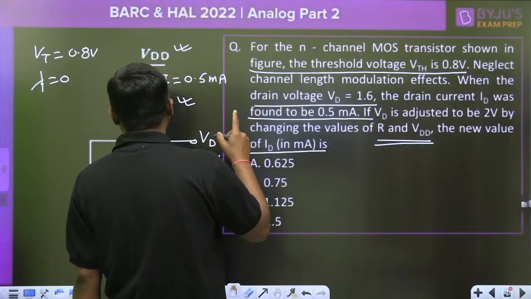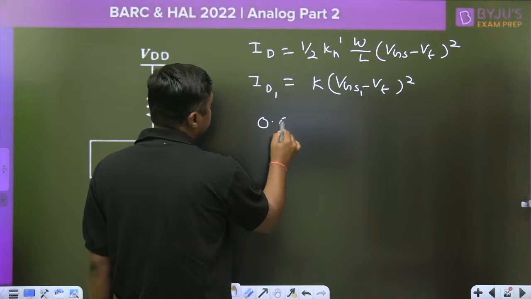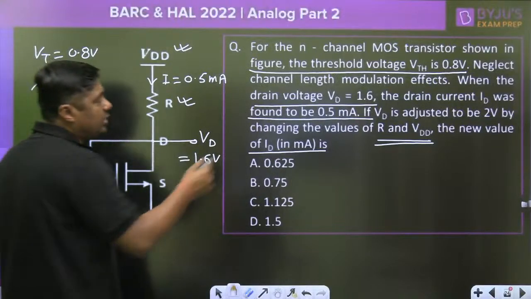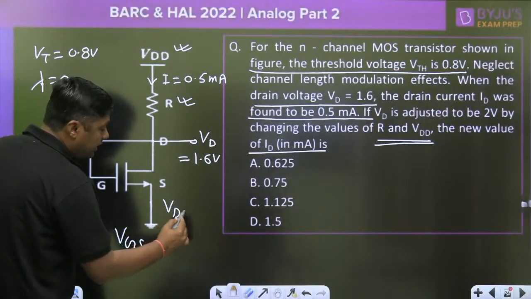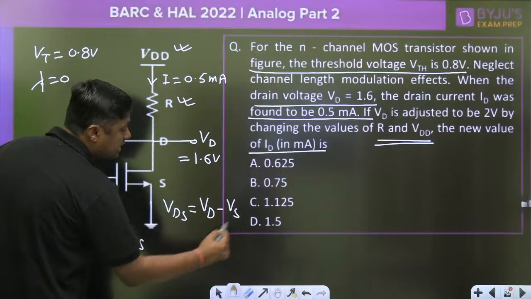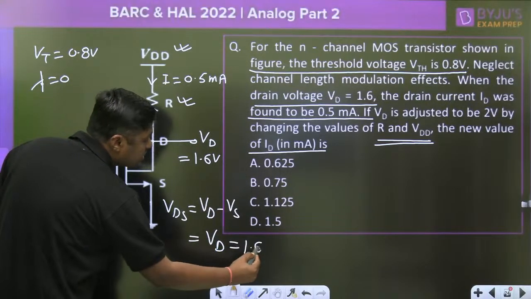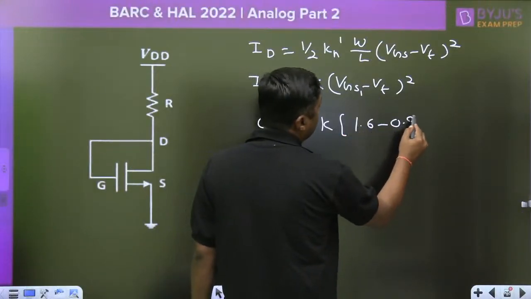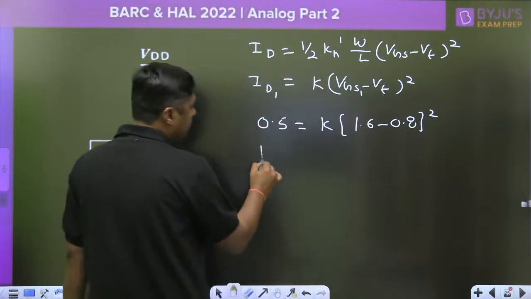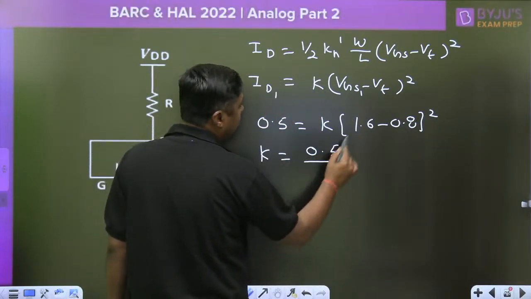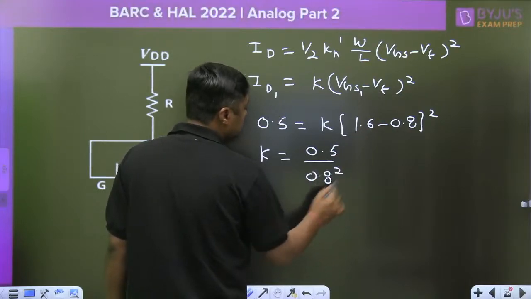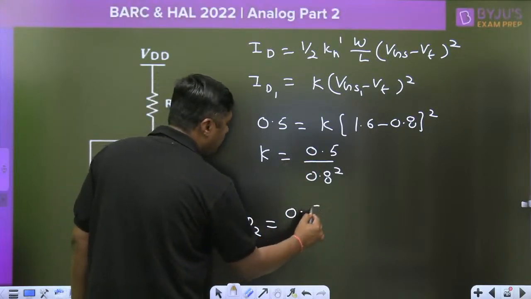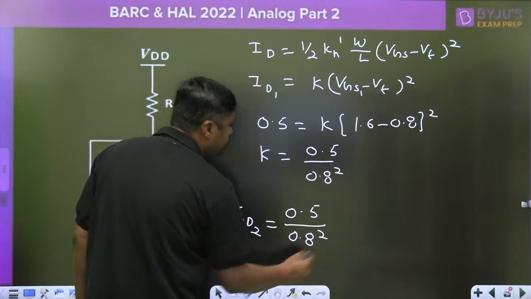In the first case, what is the current? The current is 0.5 milliampere. And what is VGS1 or VDS1? Same thing, because the source is connected to ground. VDS is nothing but VD minus VS, and that is equal to VD, 1.6 volt. So 1.6 minus 0.8, the whole square, and you will find the value of K as 0.5 divided by 0.8 squared. In the second case, ID2 is equal to the same K, 0.5 divided by 0.8 squared.